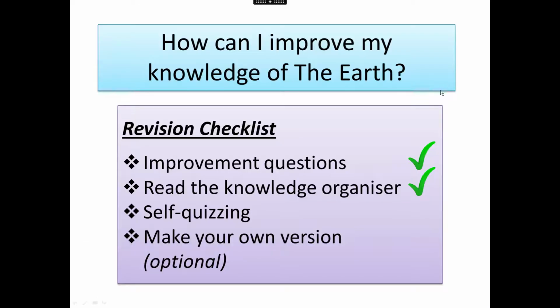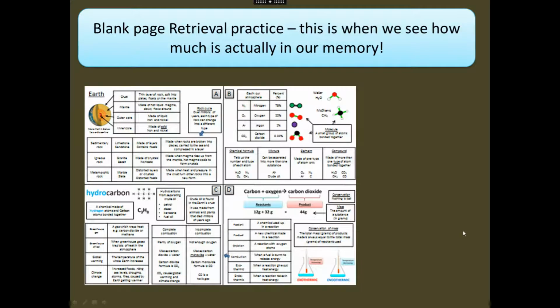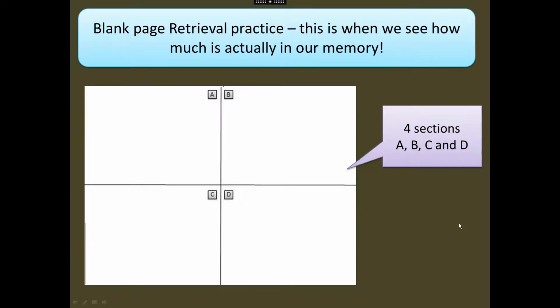Now, we're going to have a look at one more tactic, but this is optional, depending on how long this has taken you. We try and set an hour's work each week. So if you've got some time left, then you could make your own version of the Knowledge Organiser. Now, we call this blank page retrieval practice. So what you do is you start with a blank page in 4 sections, and you put in as much as you can remember. Now, you won't remember everything. You won't get 100%, but the idea is to test your memory. How much can you write in each section, especially after you've been quizzing yourself?